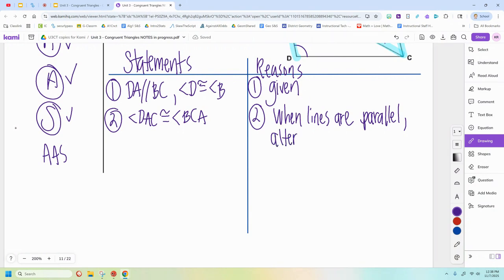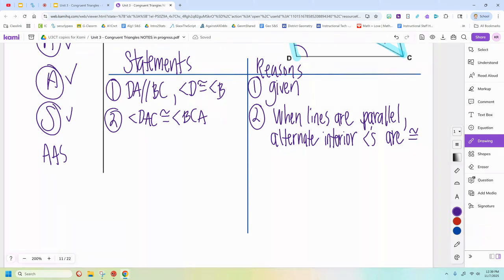Alternate interior angles are congruent. You totally can abbreviate a lot of that. You can't put AI angles, that's not enough, but alt-int angles is enough. Does that make sense to everybody? So I'll demonstrate that.